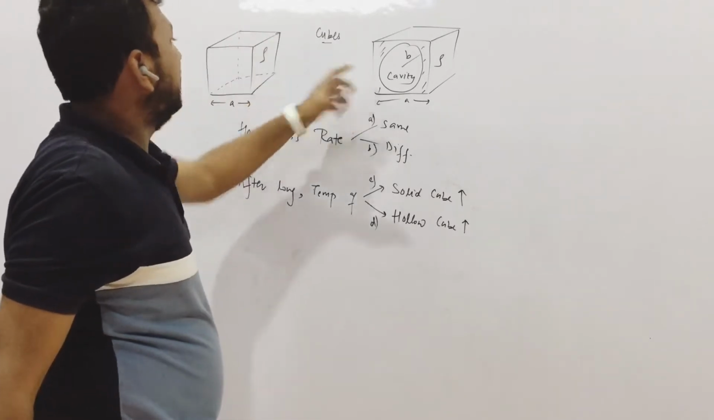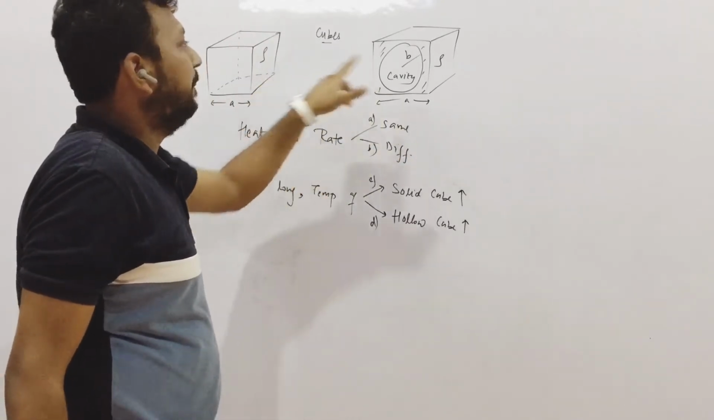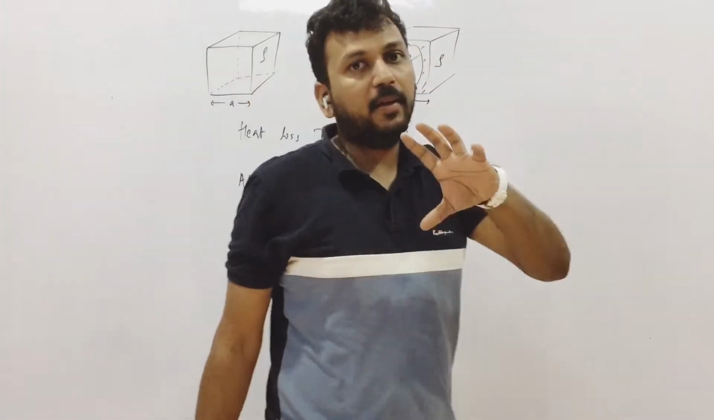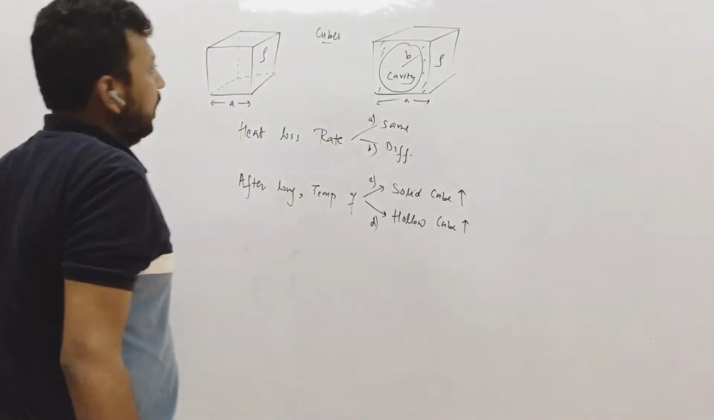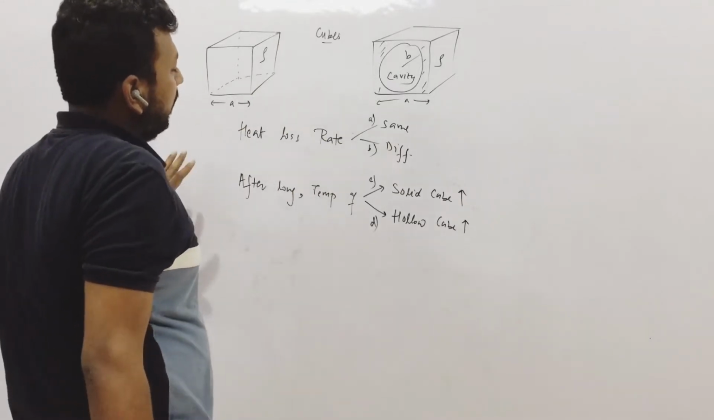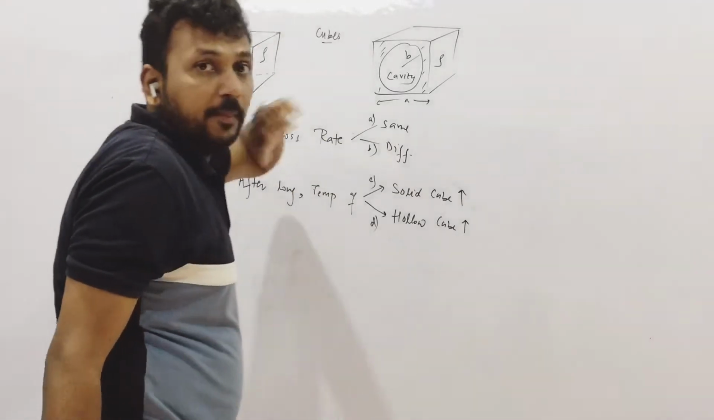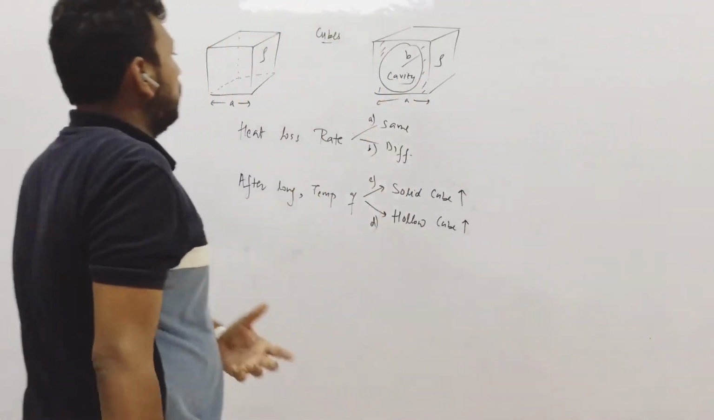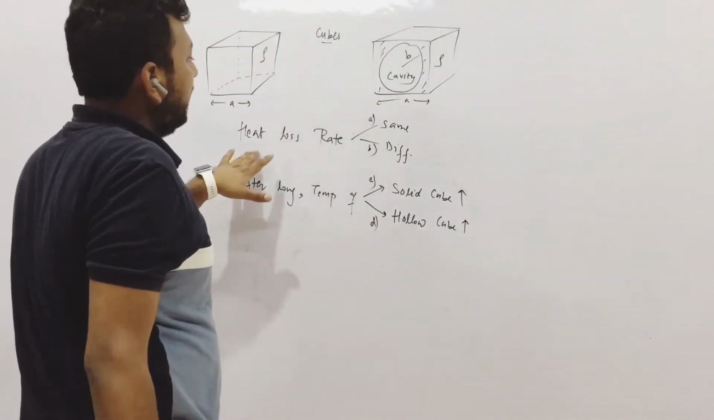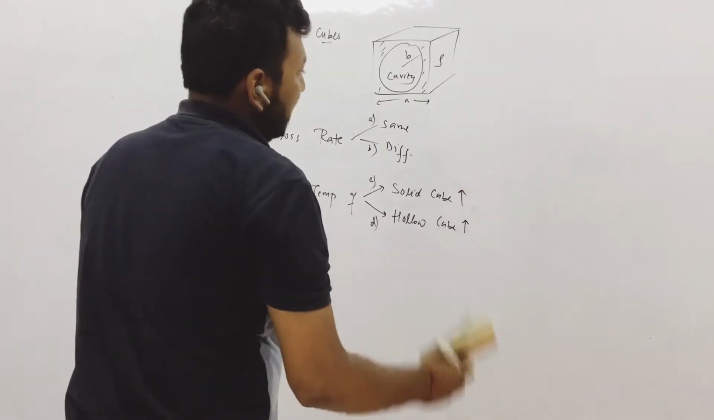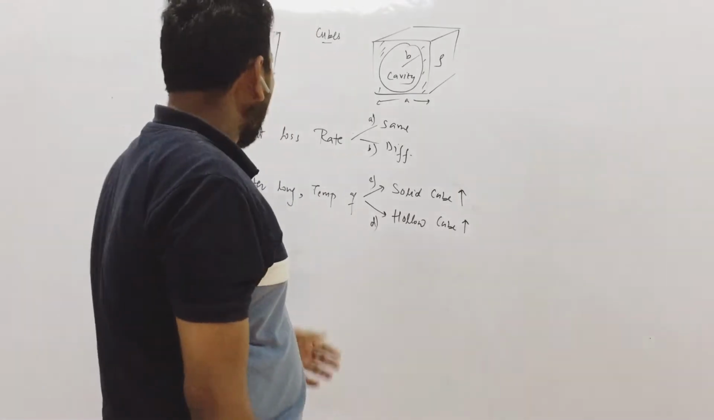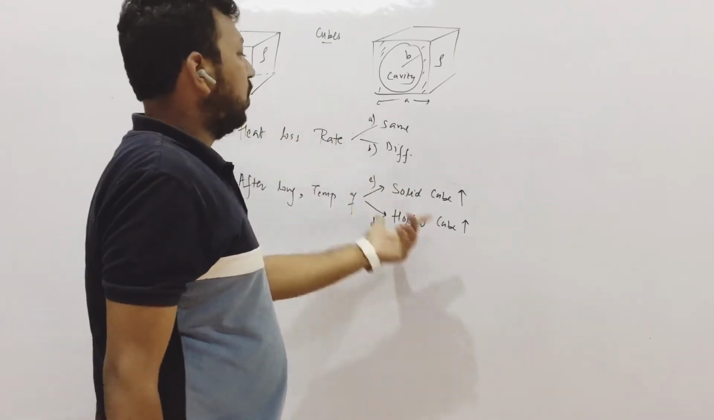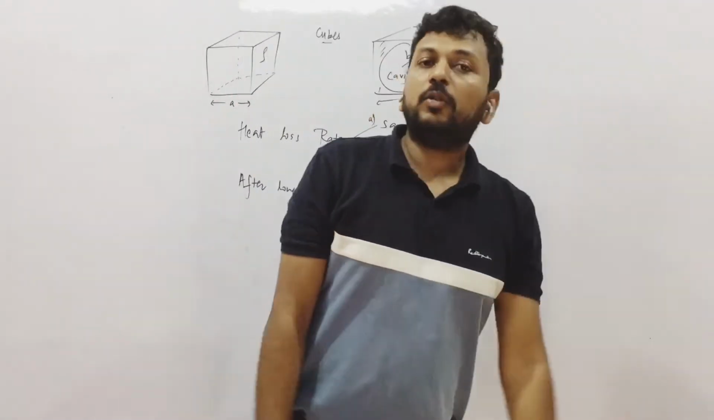There are two cubes of the same dimensions and of the same material. There is a small cavity inside one of the cubes, and the temperature is raised in both of them to the same temperature, and they are left to cool. We have to tell whether the heat loss rate will be the same in both or different, and after a long time whether the temperature of the solid cube will be higher or that of the hollow cube will be higher.